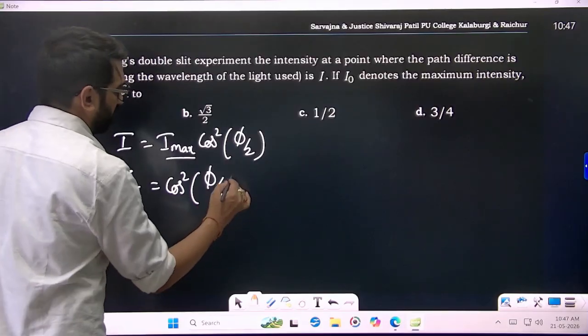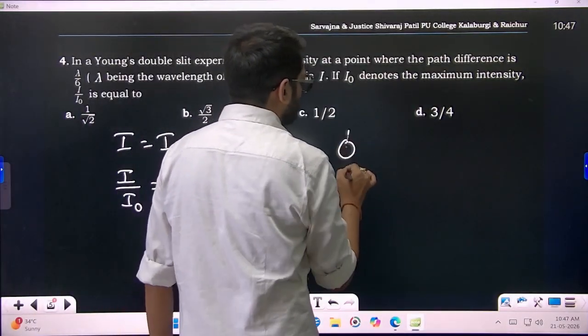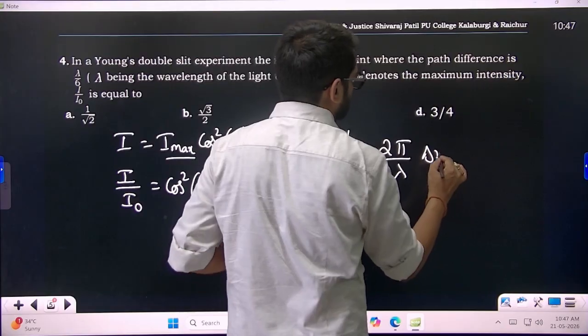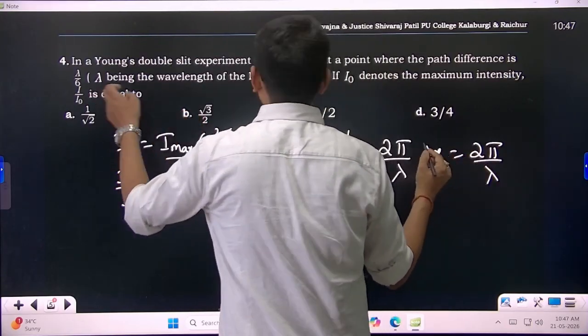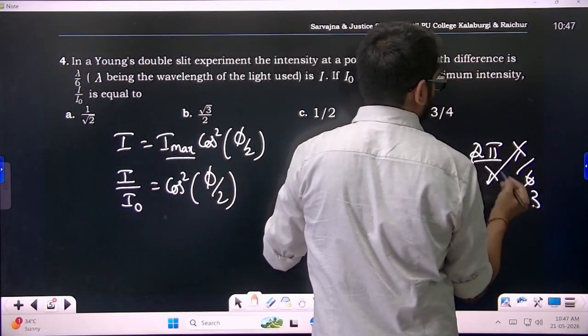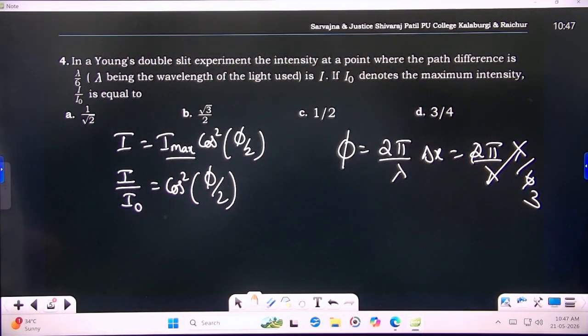Phi is to be found out. Phi is the phase difference. So we know the formula: phase difference is equal to 2 pi by lambda into path difference. Path difference is given as lambda by 6. Lambda by 6. So on checking, this is pi by 3. Pi by 3.